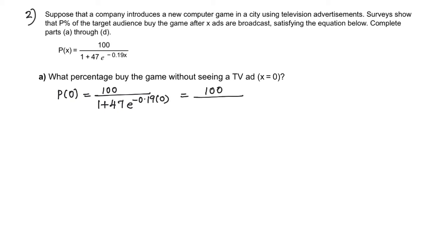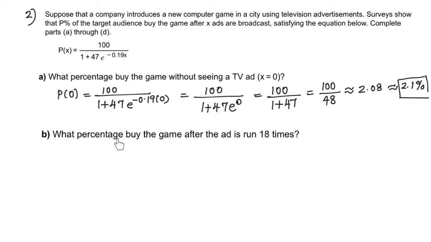That is 100 divided by 1 plus 47 e power 0. E power 0 is just 1. So it will be 100 over 1 plus 47. That is 100 over 48, which is approximately equal to 0.021. Since P is in percent, I can say 2.1%.